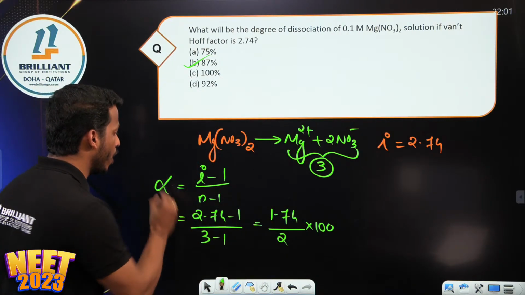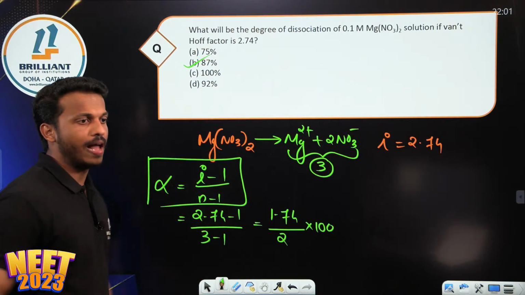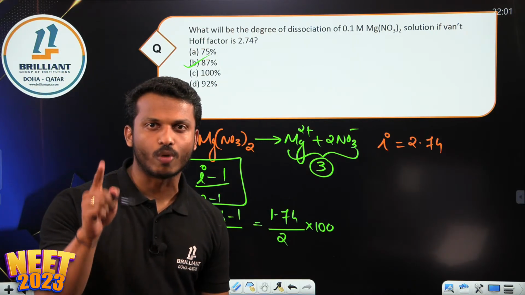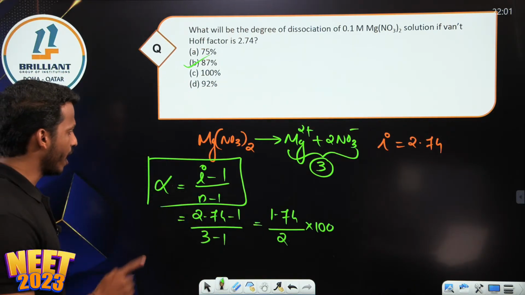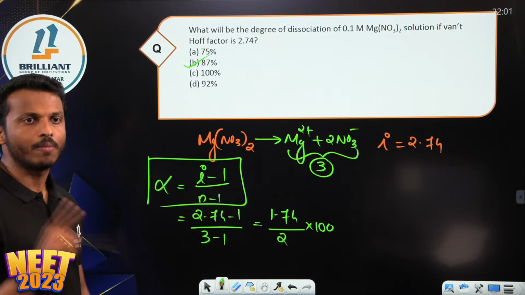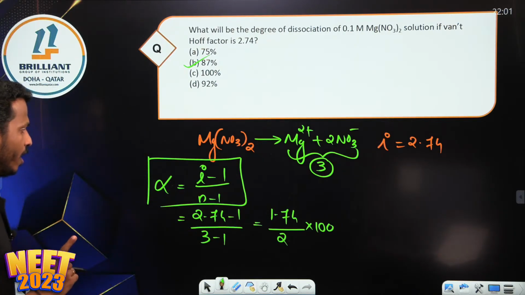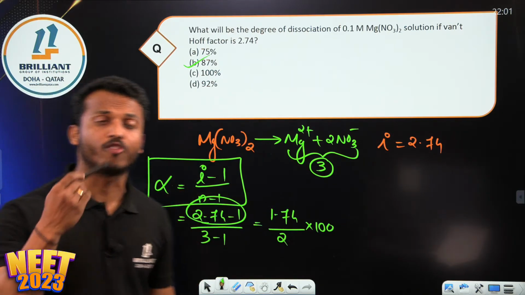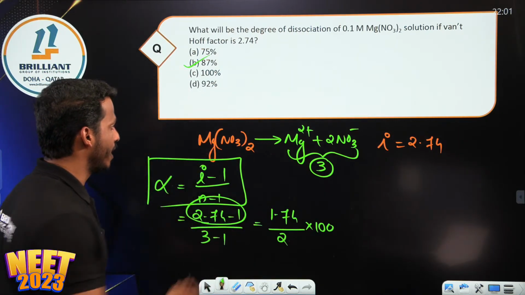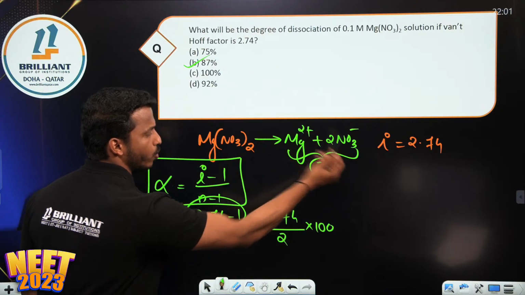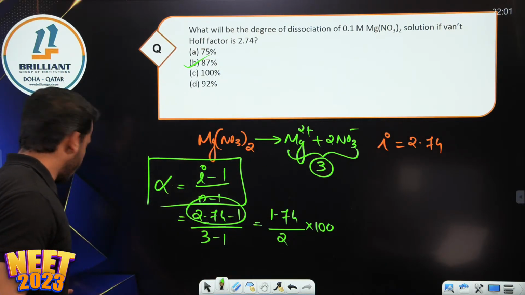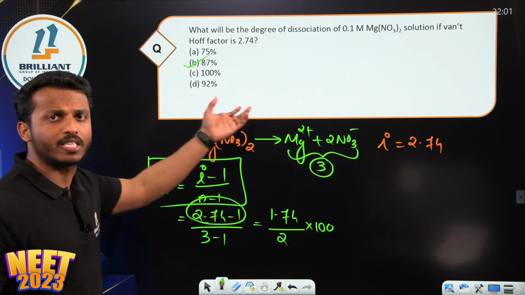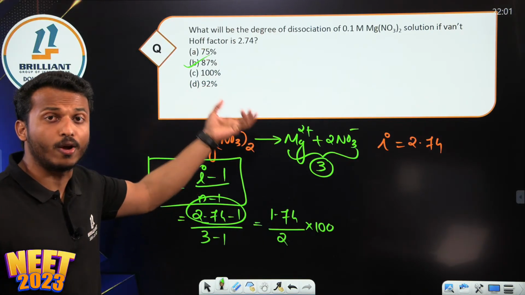So dear all, degree of dissociation is calculated by alpha is equal to (i minus 1) by (n minus 1). Now the i value is already given, and how do we calculate the n value? It is the number of particles dissociated. So that n value for Mg(NO3)2 is 1 plus 2, total 3. Don't forget to multiply by 100, so that you get the degree of dissociation expressed in percentage.